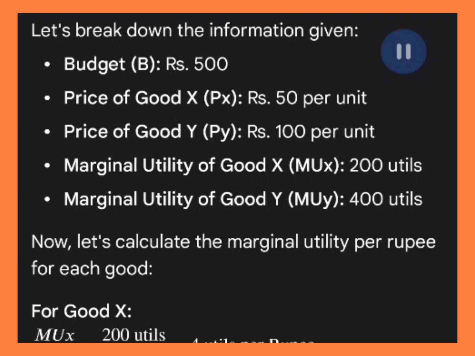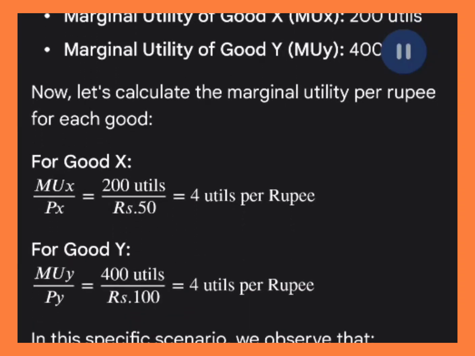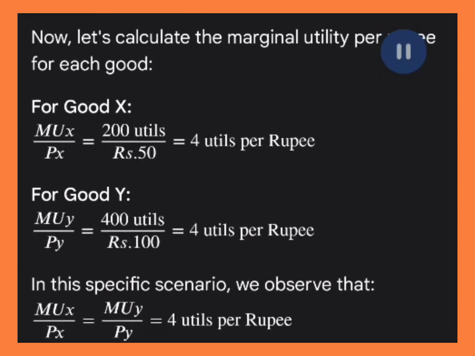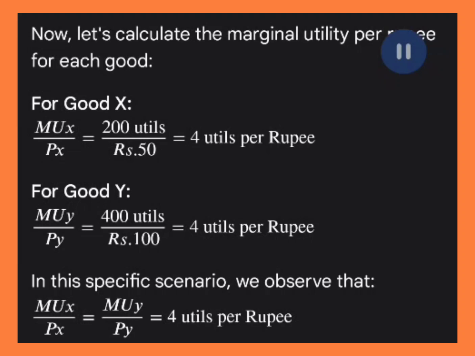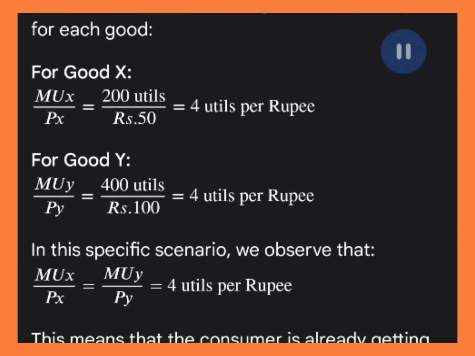Now let's calculate the marginal utility per rupee for each good. For good X, MUX/PX equals 200 utils / 50 rupees, which equals 4 utils per rupee. For good Y, MUY/PY equals 400 utils / 100 rupees, which equals 4 utils per rupee.